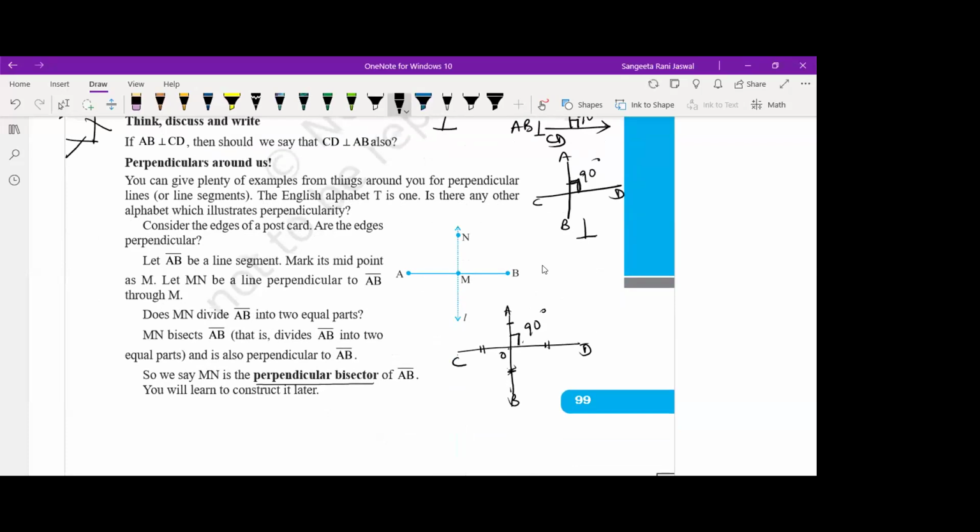So CD will be divided into two equal parts by this AB line. At the same time, this AB line will also be divided into two equal parts by the CD line, right? And moreover, the angle between them will also be 90 degrees. So perpendicular means 90 degrees. Bisector means, bi means two, sector means making a section. Bisection means making it into two equal parts.